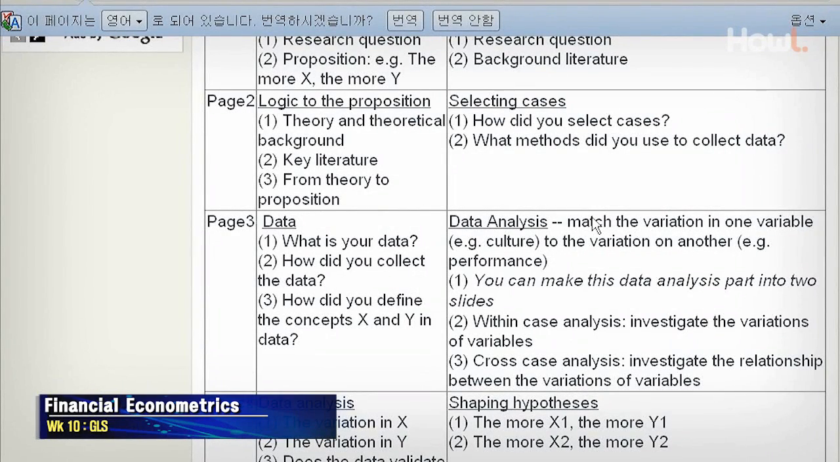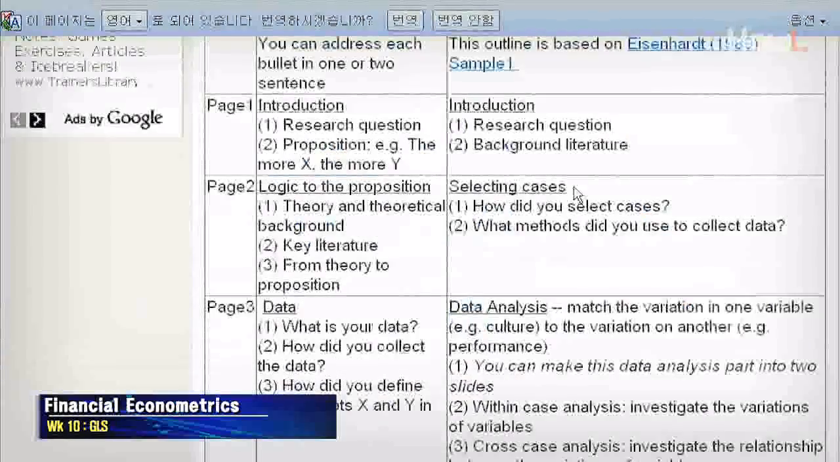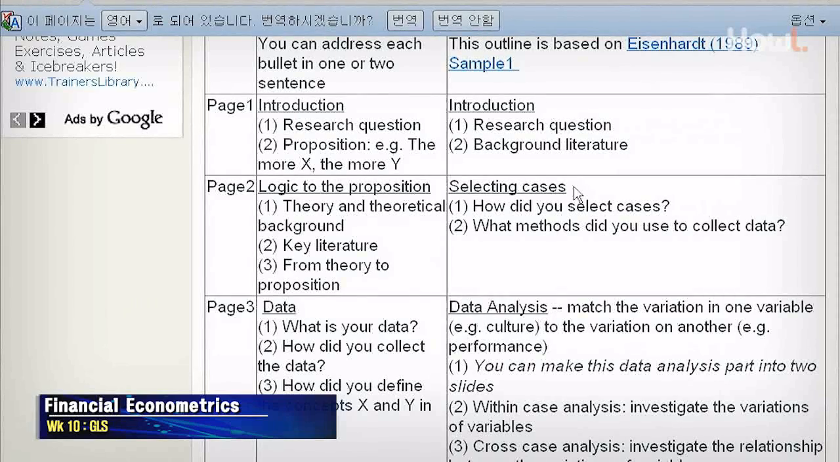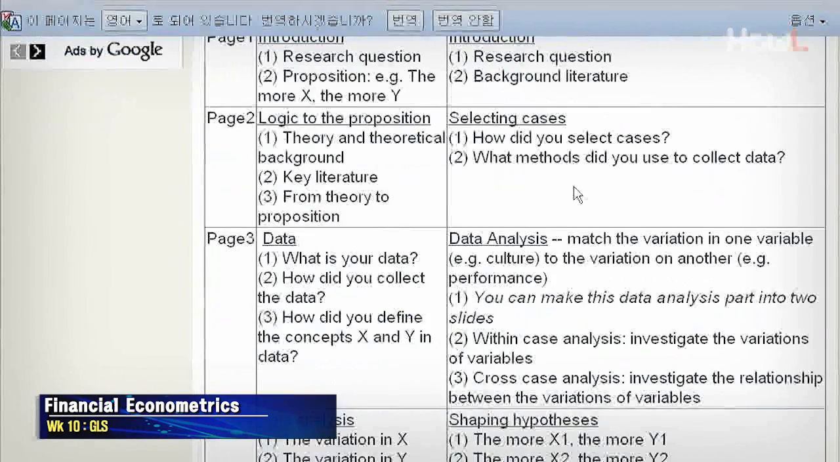And actually, you can make this data into the 2 slides. So if you do the inductive presentation, actually you can spend one more slide. You can use 6 slides. And within case analysis, investigate variation of the variable and investigate relationship between variation of variable. So from data analysis, now you extract hypothesis, the more X, the more Y.